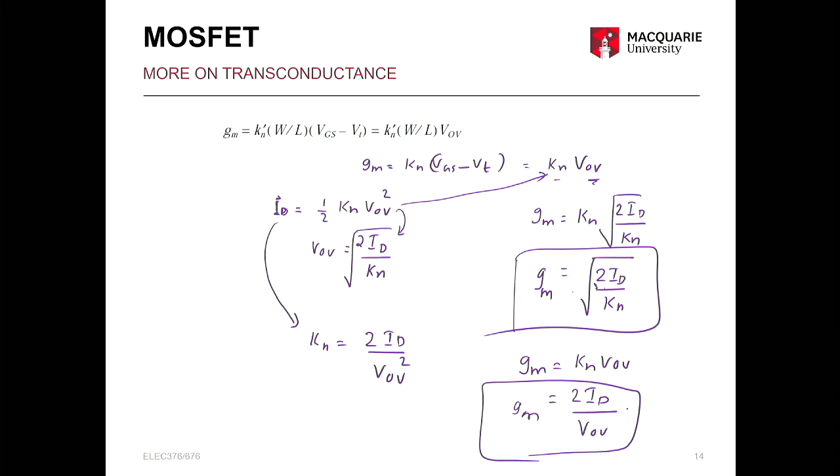So sometimes in the problems you may be given no value for Kn. That doesn't mean that you cannot find the transconductance. Okay? Don't just rely on that equation. You should be able to transform that equation to either of these equations so that you can find the value for GM.